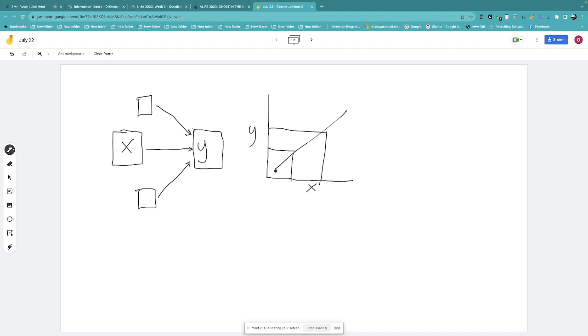So maybe this isn't a linear thing. Maybe this is a curved thing. It could be modeled with some sort of polynomial. And now when you look at different points in x, you have different values of y, but it's not as clear that x has an effect on y in the same way.